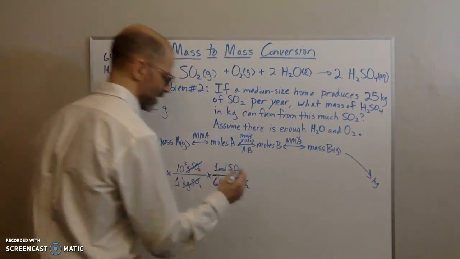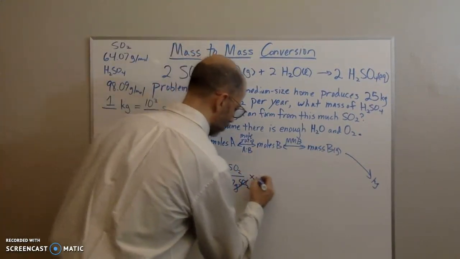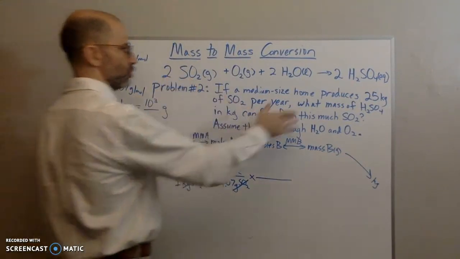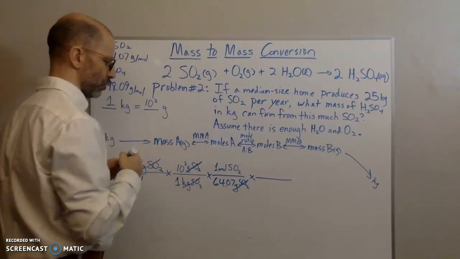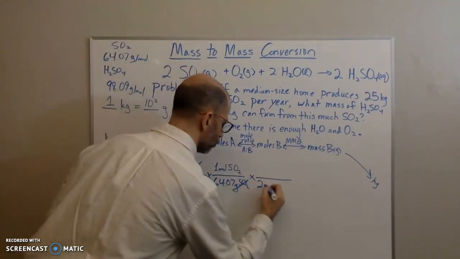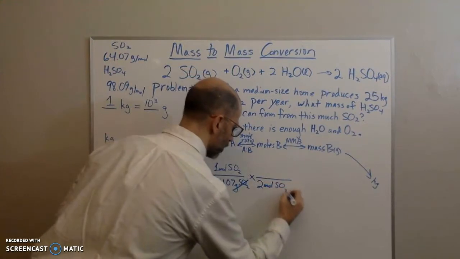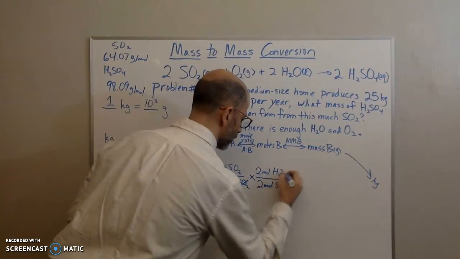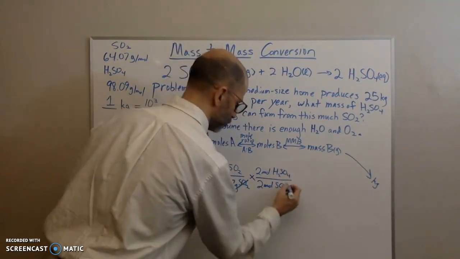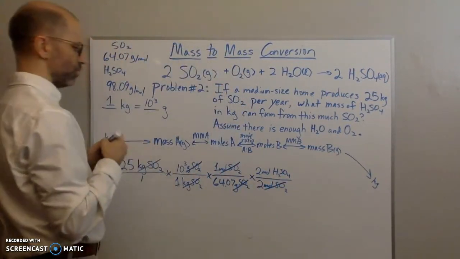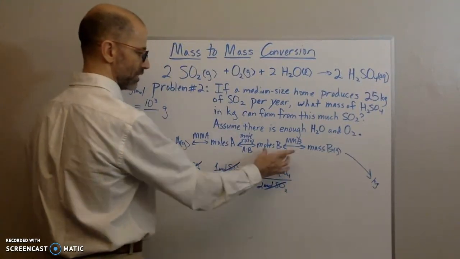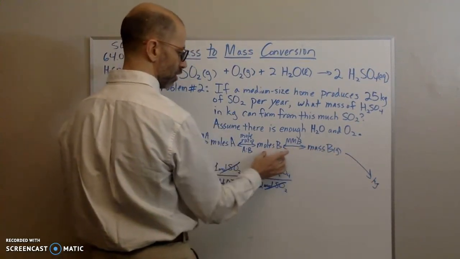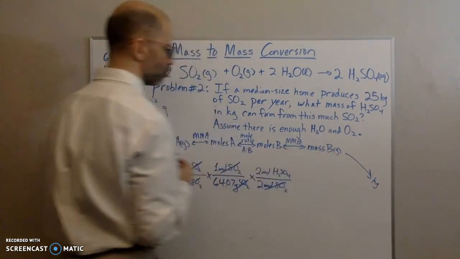So I always write down whatever the equation tells me. So here it's 2 moles of SO2 to 2 moles of sulfuric acid. So I'm going to put 2 moles of SO2 on the bottom, 2 moles of H2SO4 on the top. So the moles of SO2 cancel out. Now I have moles of sulfuric acid. Now I have moles of B. So my next step is to use the molar mass of sulfuric acid to convert to grams.